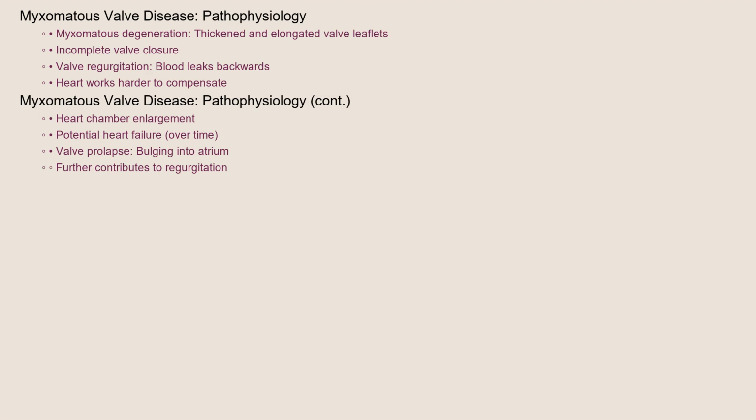Now, let's delve into the pathophysiology, or how myxomatous valve disease actually impacts the heart. As the valve leaflets become thickened and elongated due to the myxomatous degeneration, they may not close properly. This incomplete closure allows blood to leak backwards through the valve, a condition known as valve regurgitation. The heart has to work harder to compensate for this leakage, leading to enlargement of the heart chambers and potentially heart failure over time. The affected valves are also prone to prolapse, meaning they bulge backwards into the atrium during heartbeats, further contributing to regurgitation.